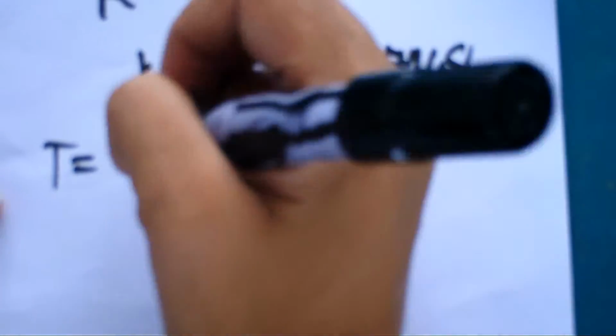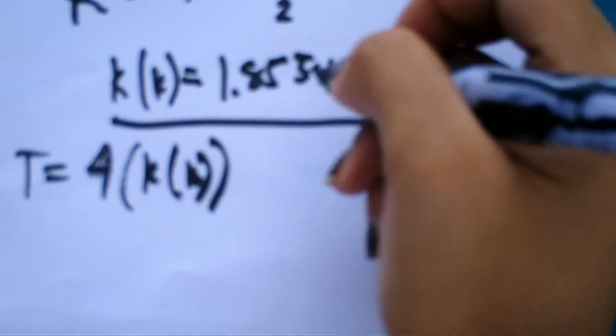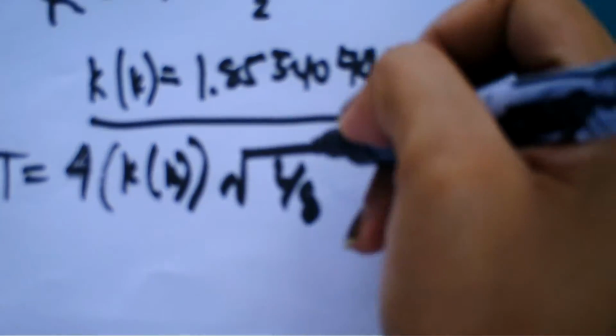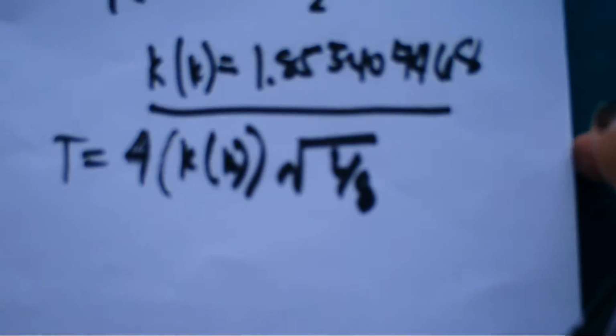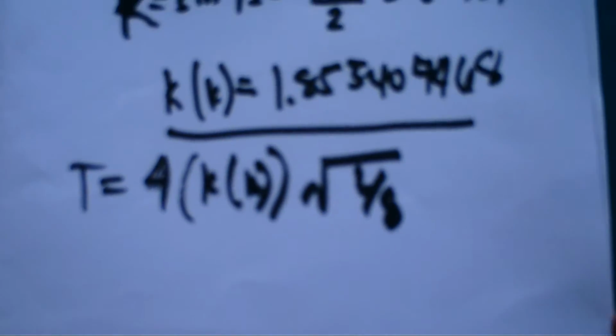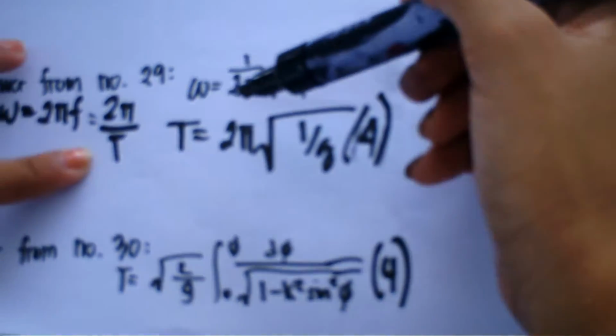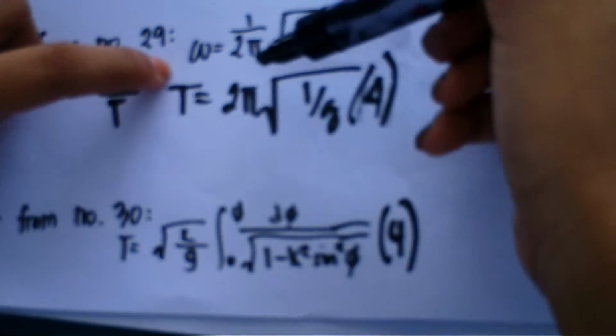So therefore, our number 30 period is just 4 times this one, K of k, times our square root of L over g. So now, we are going to realize what is the true period and the approximate period from the answers from number 29 and 30. Recall that our number 29 question only approximated sine theta to be theta, while our question from number 30 actually solved sine theta as sine theta itself.